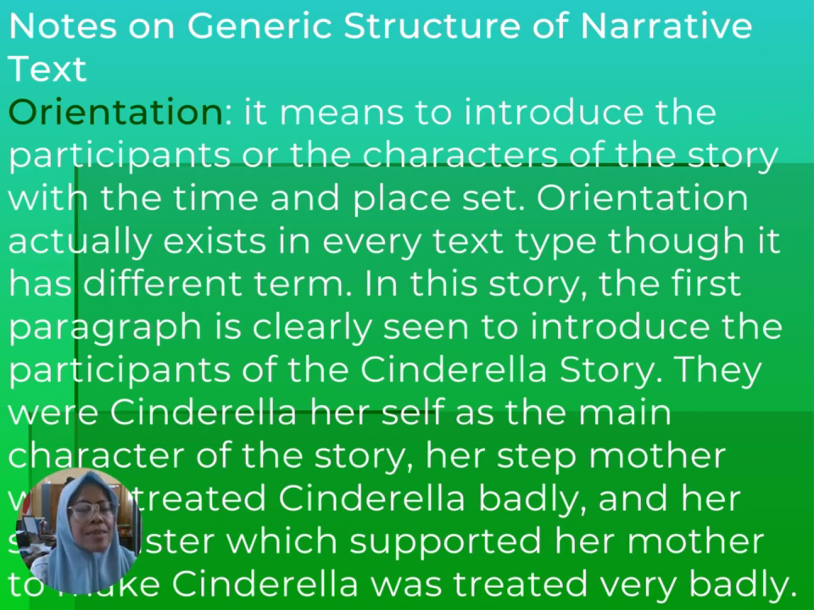So let's see the notes on the generic structure of narrative text. First is orientation. It means to introduce the participants or the characters of the story with the time and place set. Orientation actually exists in every text type, though it has different terms. In this story, the first paragraph clearly introduces the participants of Cinderella's story.